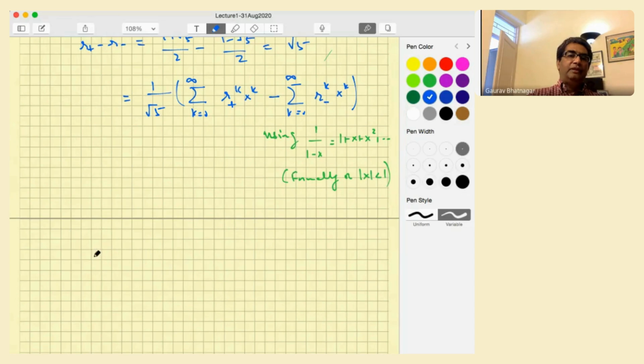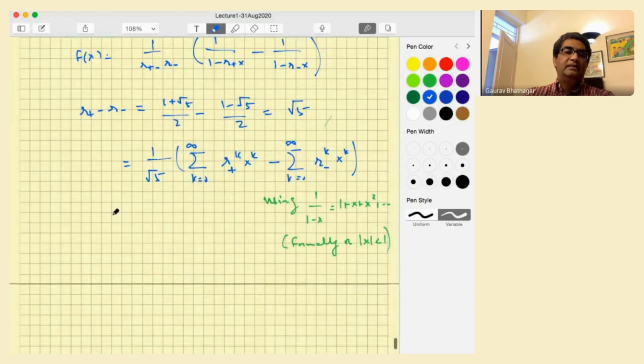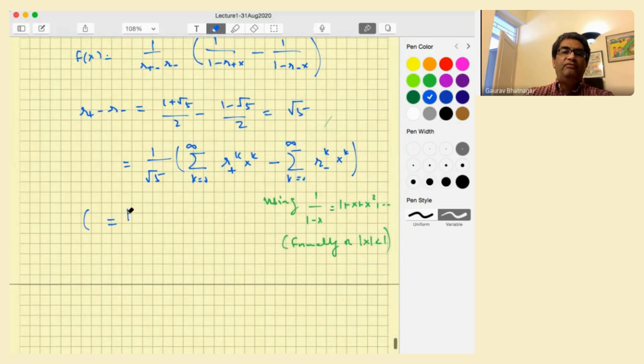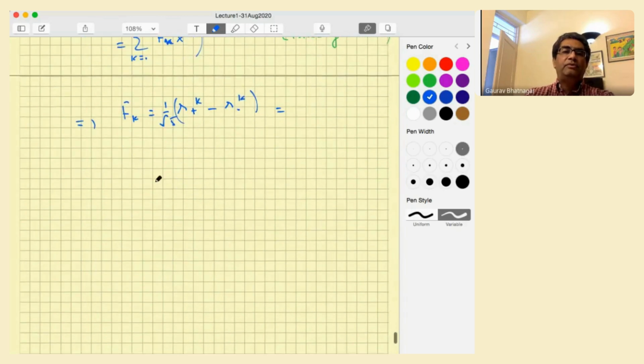And we've got the formula. So what have we got? We've got f of x, which was the summation of fn x raised to n, or fk x raised to k, since we're using k here, k going from 0 to infinity. So this implies that fk is equal to 1 over square root 5 times r plus raised to k minus r minus raised to k. The same as before.